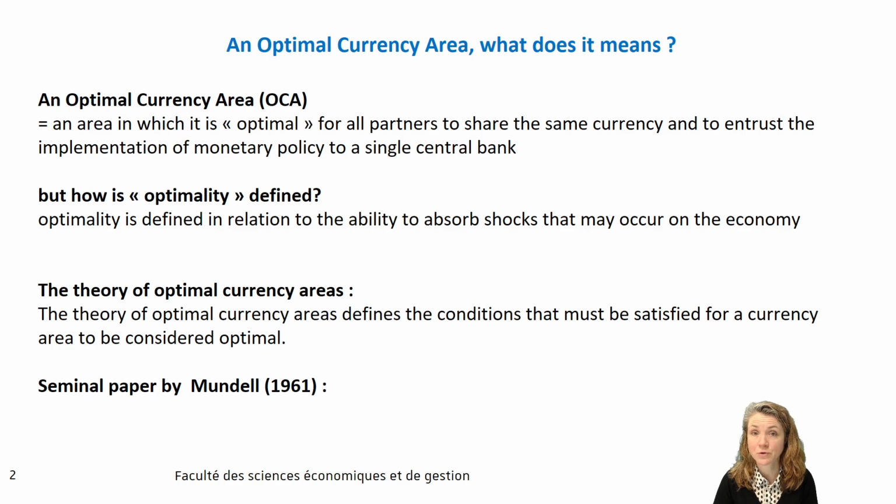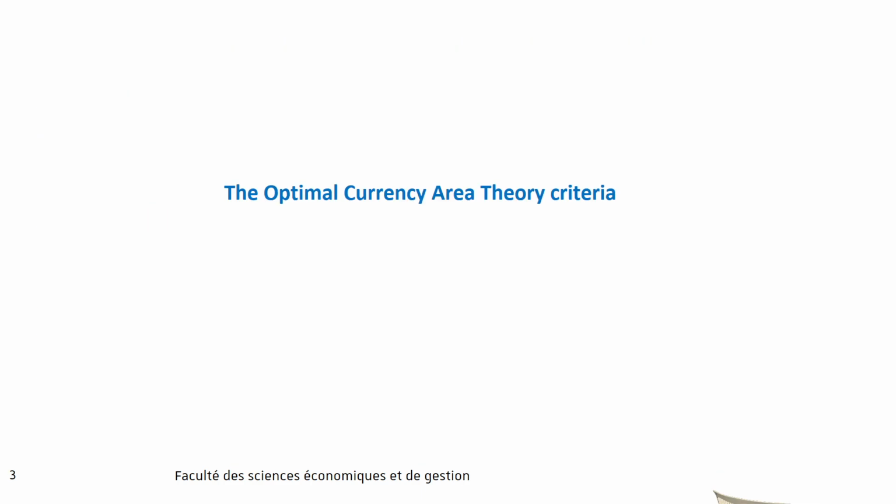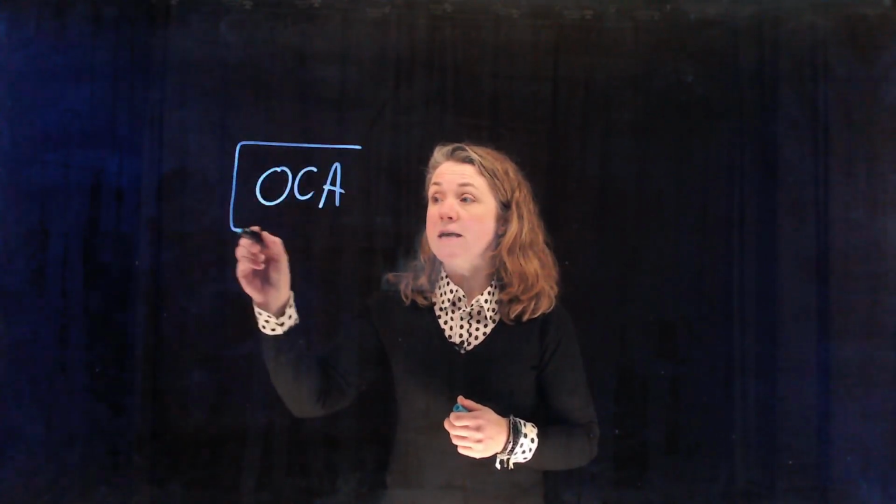The seminal paper is a paper from Mundell in 1961, and Robert Mundell was Nobel Prize winner in economics in 1999, the year of the birth of the European Monetary Union. But what are these criteria? The objective of the theory of OCA is to define the list of these conditions to satisfy. Now let's move on to these conditions. So the topic is the conditions to have an optimal currency area.